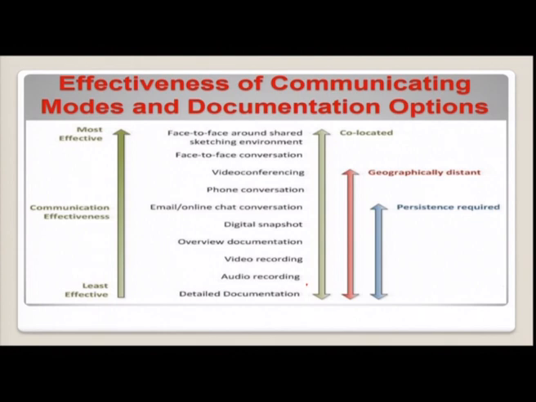And then if it is a geographically distant team, we need to have phone conversation and video conferencing. And if it is a co-located team, we have face-to-face conversation, and face-to-face around a shared sketching environment. Then all these things are said to be most effective, and when we have detailed documentation, it is least effective. So when you have all these things, it becomes most effective. So this is the effectiveness of communicating modes and documenting options.